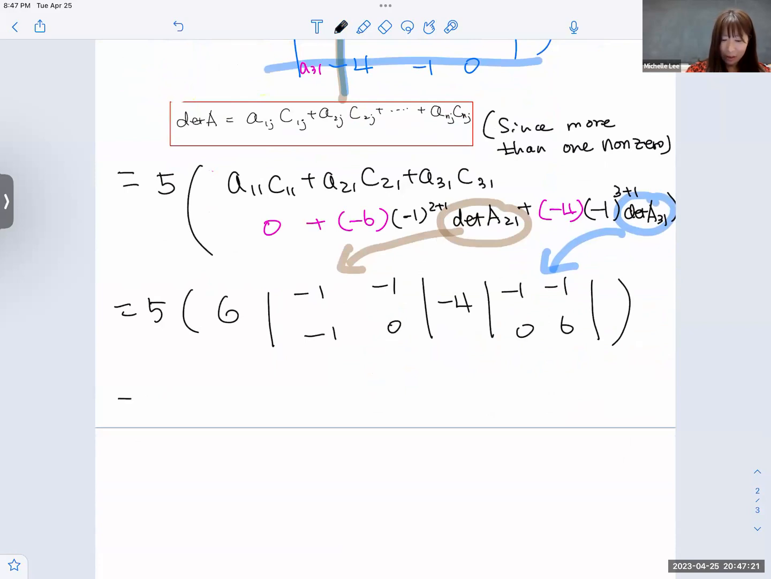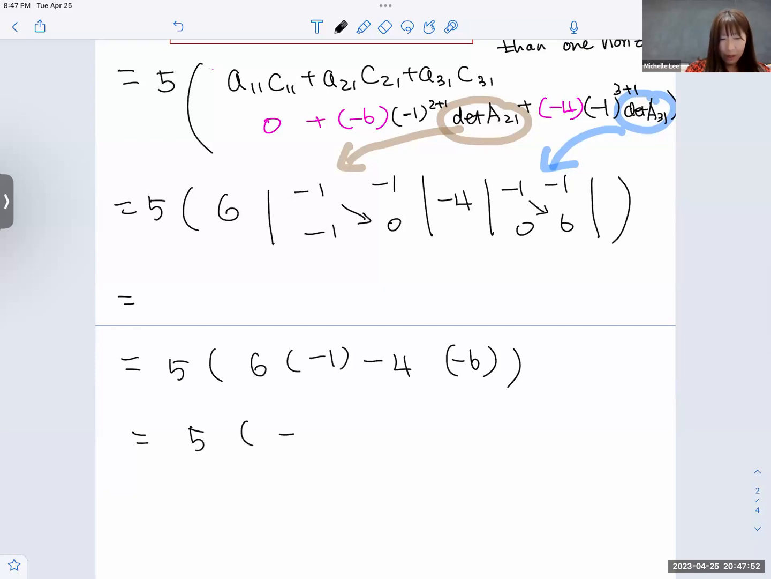Okay, now, I think we're almost done. It's 5 times 6, 0, minus, and positive 1, so negative 1. Yeah. And we have a negative 4 and negative 6 and 0, right? Okay. So we have 5, negative 6, and positive 24. We get 5 times 18, which is 90.